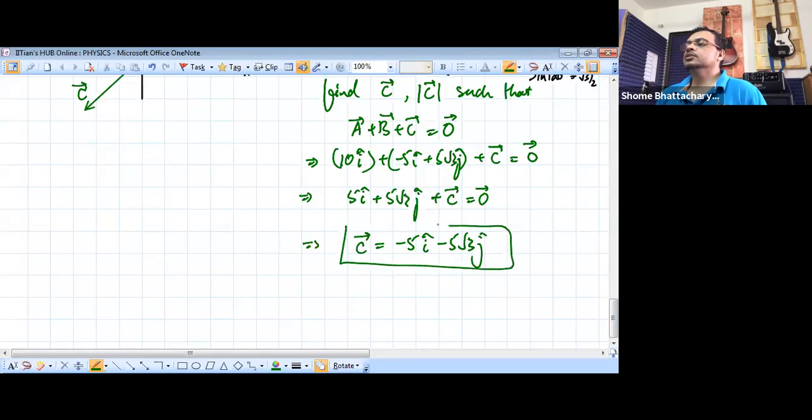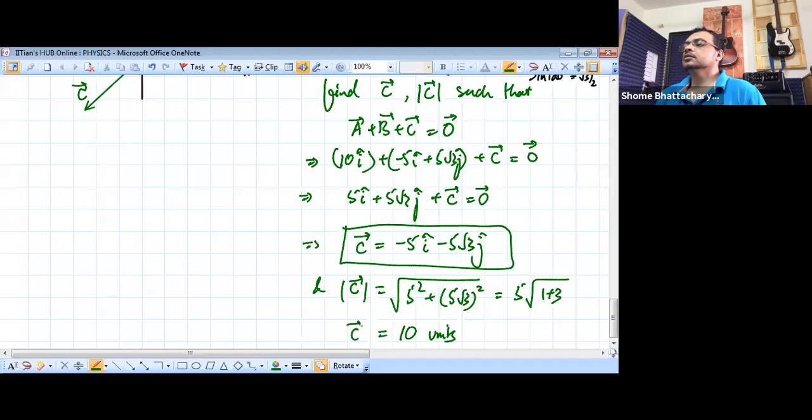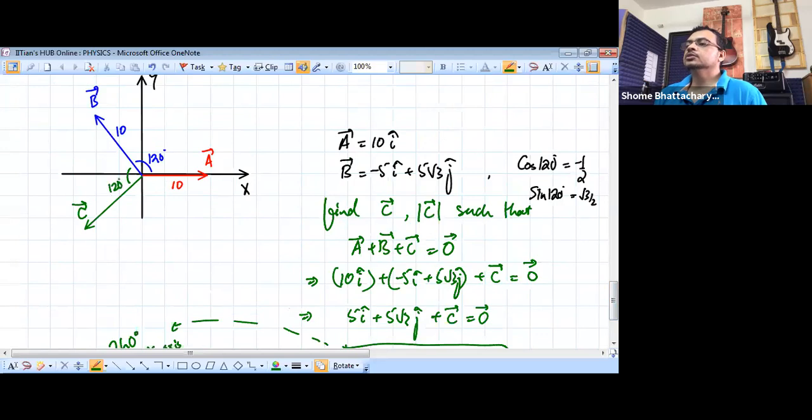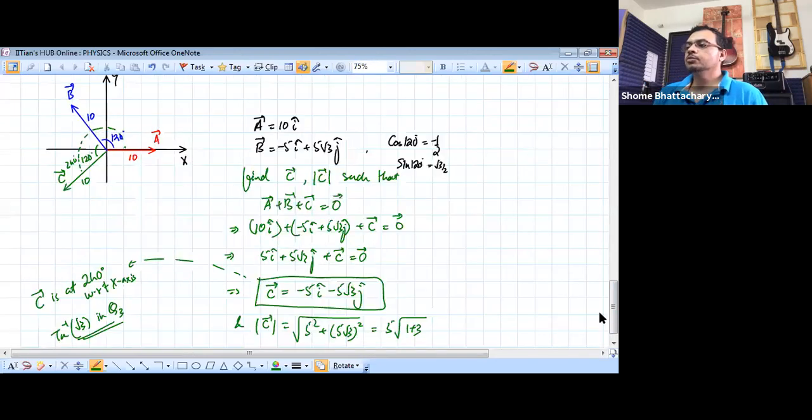You can see that the C vector as I've drawn over there is in the third quadrant, and the magnitude of C is nothing but 10. C will also have a magnitude of 10 units. And from this, you're also getting the information that C is at 240 degrees with respect to the x-axis, because it is at tan inverse root 3 in the third quadrant. So you can also see here that this angle again will be 120, because the total angle should be 240. And they should also be 10 in magnitude. So this is yet another way of solving the same problem, but by making use of component algebra.